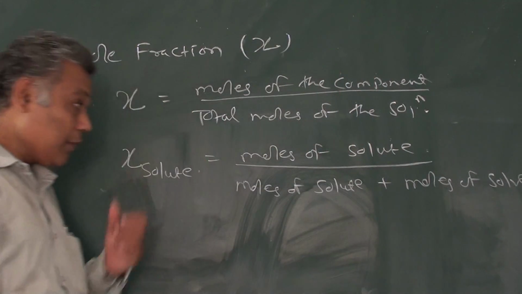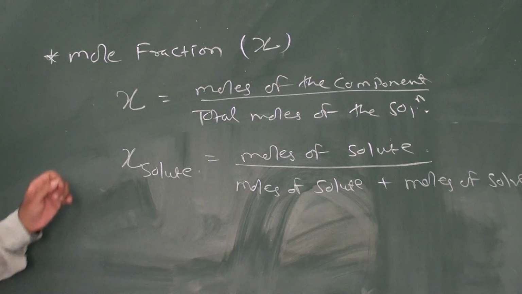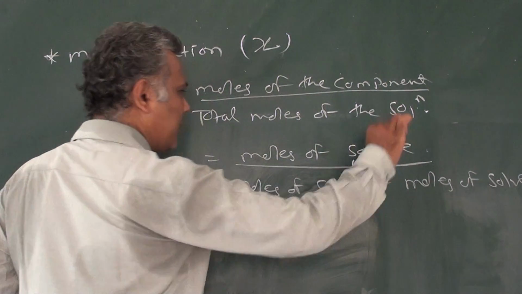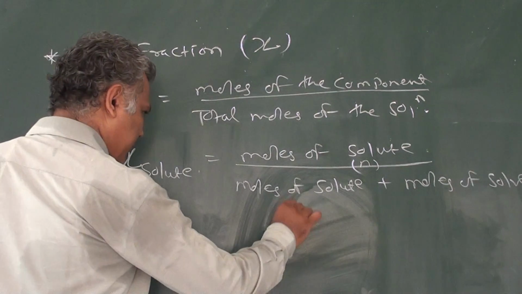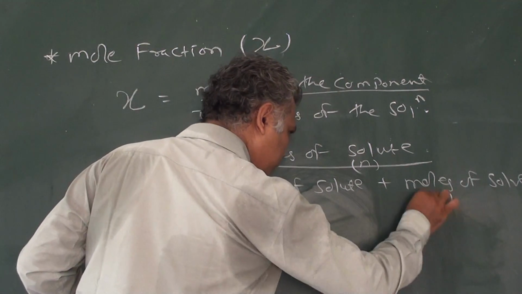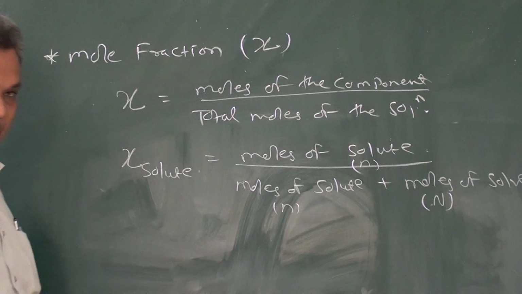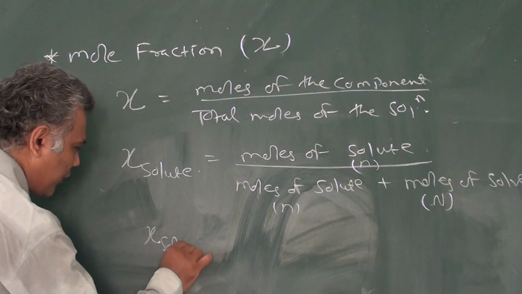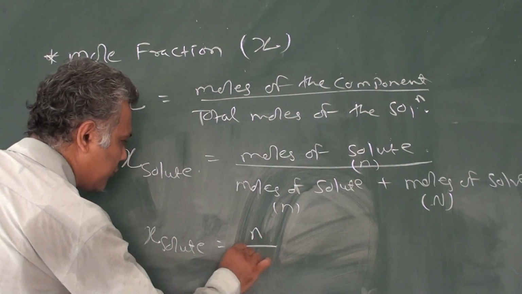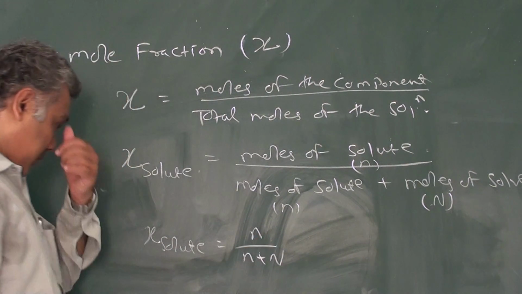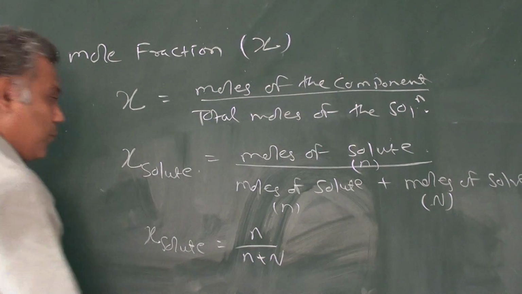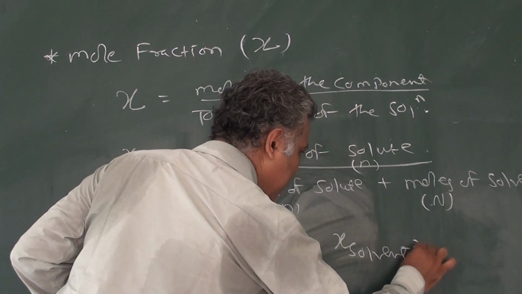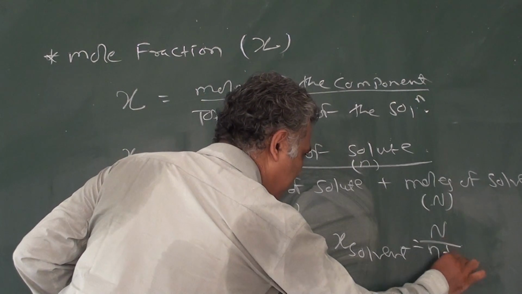Now, in this case, if I write moles of solute with the symbol small n, then we get moles of solvent as capital N. So if I write it in the same abbreviated form, mole fraction of solute is equal to n upon n plus N. Similarly, mole fraction of solvent will be N upon n plus N.